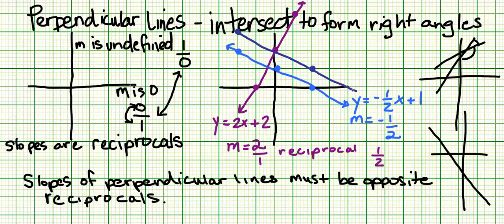Okay, they're going to create 90-degree angles, the purple and the dark blue, and so do the purple and the light blue. But this time these two have the same y-intercept. So, in summary then, we can say that perpendicular lines, their slopes have to be opposite reciprocals. Y-intercepts can be same or different.